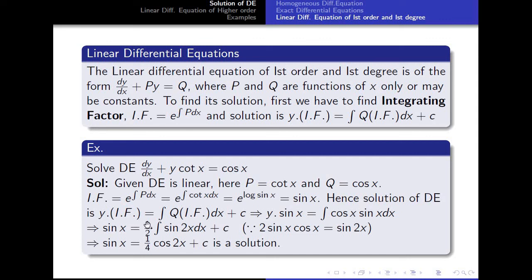So y sin x is equal to, making the adjustment, 1/2 times the integration of sin 2x, which gives y sin x equal to minus 1/4 cos 2x plus c. This is our solution.